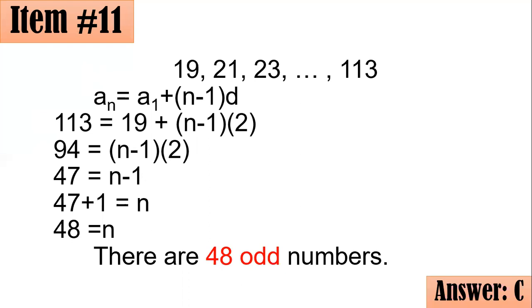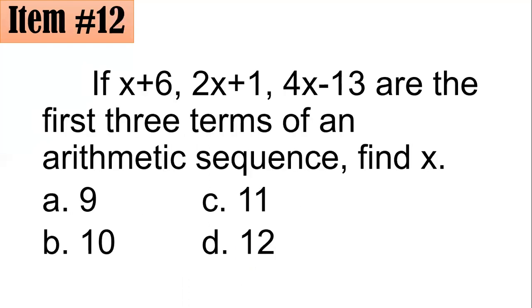Okay, number 12. If x plus 6, 2x plus 1, 4x minus 13 are the first 3 terms of an arithmetic sequence, find x. Did you go for 9, 10, 11, or 12?